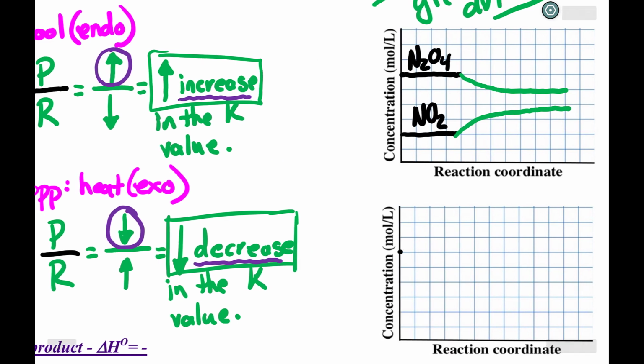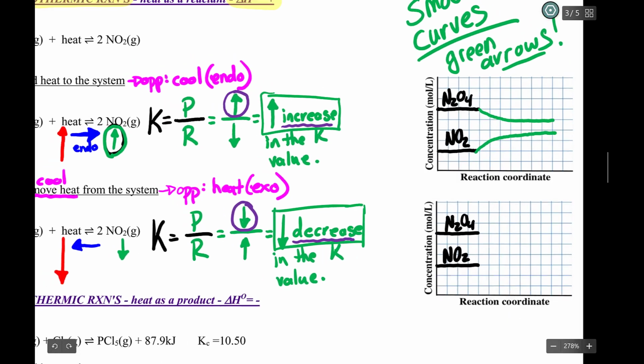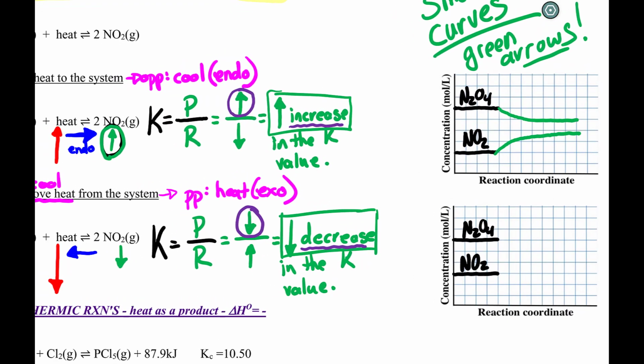Let's put this into graphical form. I have N2O4 at equilibrium. It's a flat line. I have NO2. It's at equilibrium. It's a flat line. And so when I look at this, my product is NO2. It's decreasing. So this is going to go down. And my N2O4 is increasing. This is going to go up.